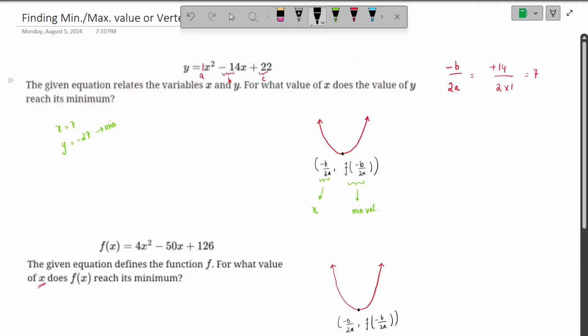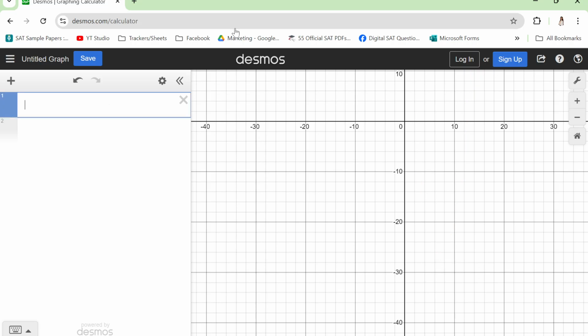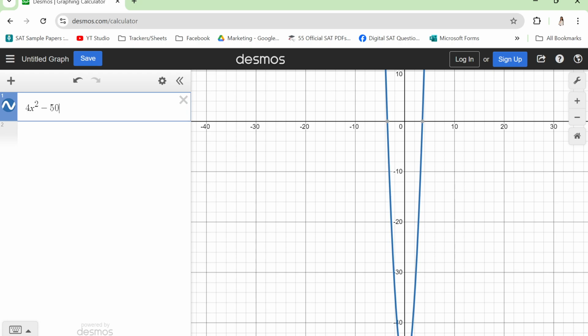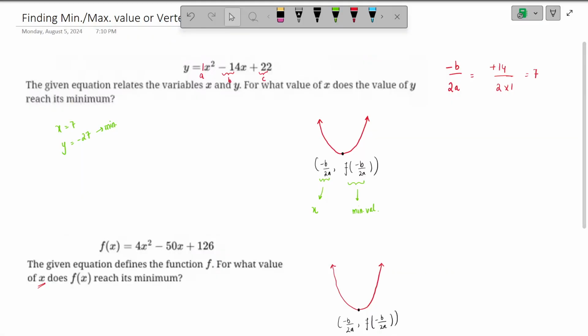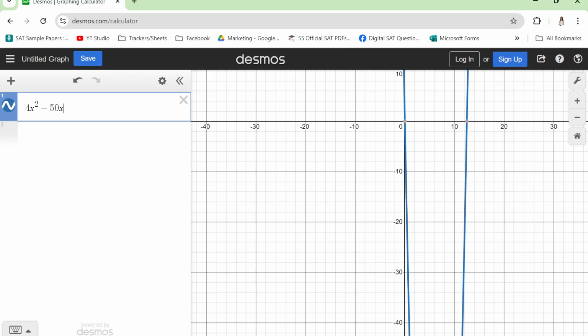So first we will do it on DESMOS. So just go on DESMOS and plot this equation. So 4x square minus 50x plus 126.